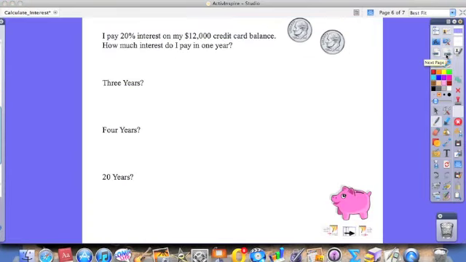Let's try one last problem. Pay 20% interest on a $12,000 credit card balance. How much interest do I pay in 1 year, 3 years, 4 years, and 20 years? Write this problem in your notes, solve it, and bring it to class the next day.